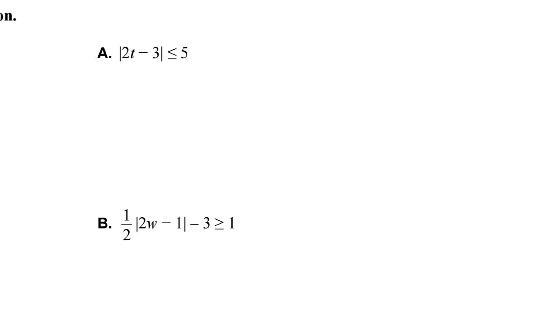Today we'll be solving absolute value inequalities. So in order for us to figure out what the possible solutions are, we're going to say it's going to be 2t minus 3 less than or equal to 5. And of course you hear the word and, so it's going to be and. And you have 2t minus 3 greater than or equal to negative 5.